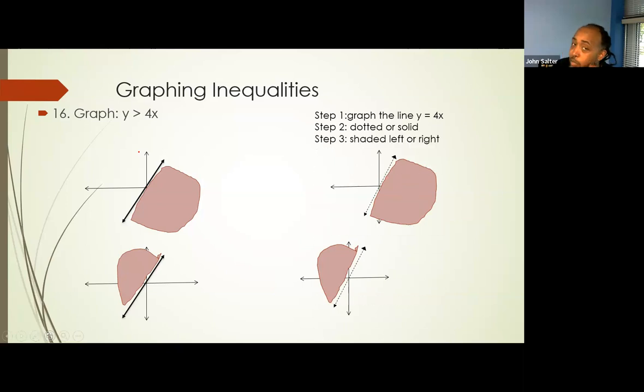Now, am I shading to the left or to the right? It says my y is greater than the graph. Greater than either means above or to the right. In this case, we're going to be looking at above. Is it above or below the line? Well, it says y is greater, so I need to be above the line. So when I look at these, I'm looking for something that is dotted and shaded to where it's greater than or to the left of the line. Dotted to the left. So these are my dotteds. These are the ones that are to the left. The only one that's both is here.